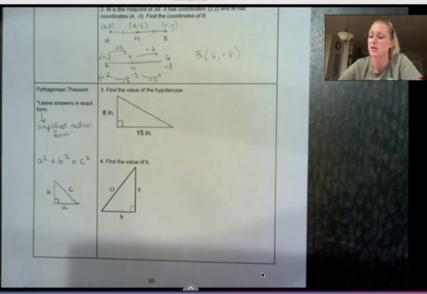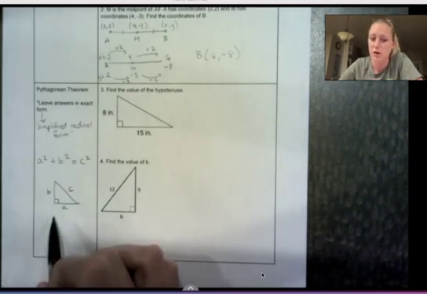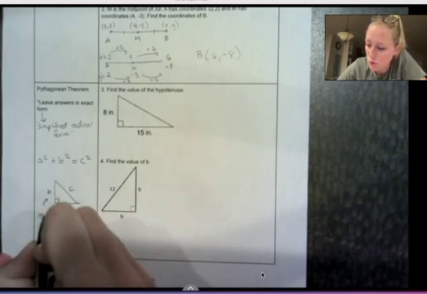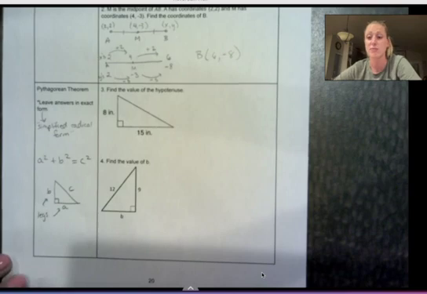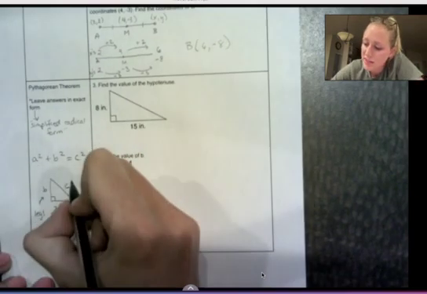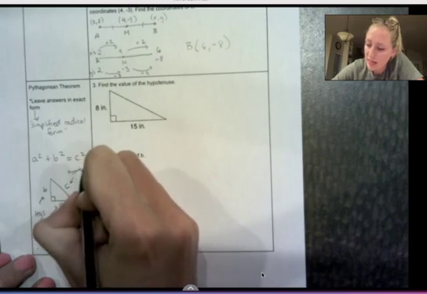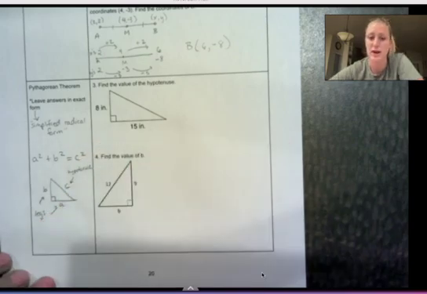So remember, A and B are what we call the legs of the triangle. They're the shorter sides, the sides that form the right angle. And C is the hypotenuse, which is the longest side, and it's always across from the right angle.